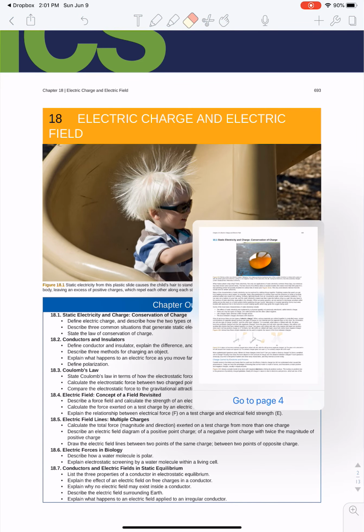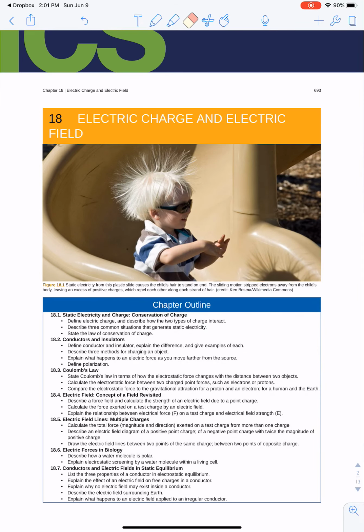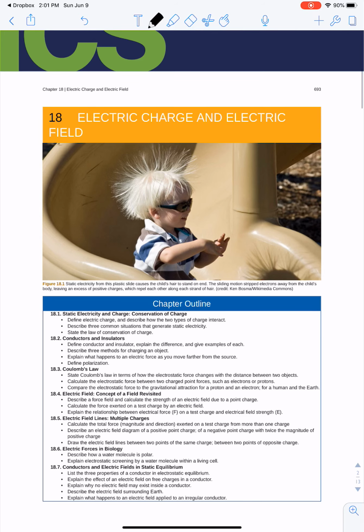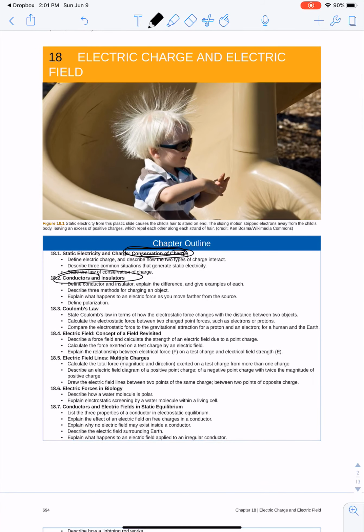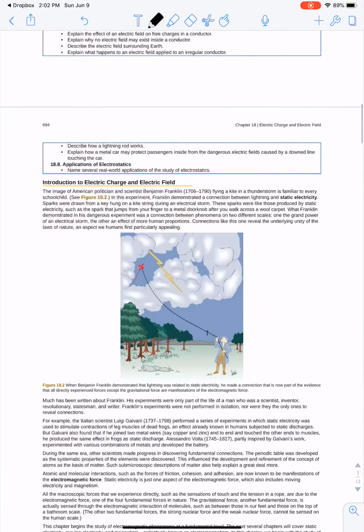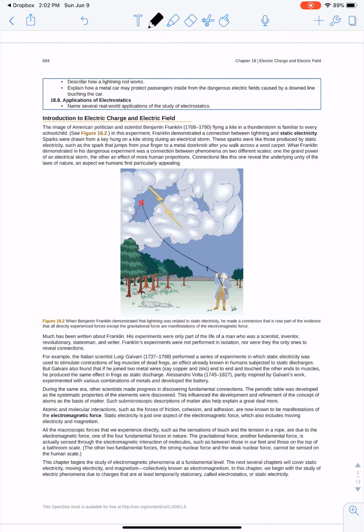You've got 18.1, talking about static electricity and charge. I'm going to change the color. There we go. Static electricity and charge, conservation of charge. So that's our big thing. Charge is conserved. We'll talk about conductors and insulators and the difference between those. And then the first analytical part of the chapter will be Coulomb's Law, and that's calculating the force between two charges.